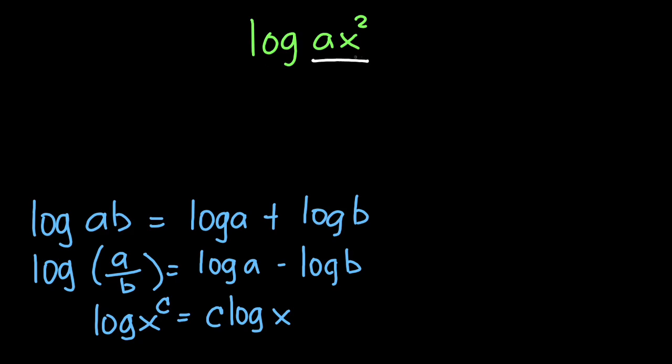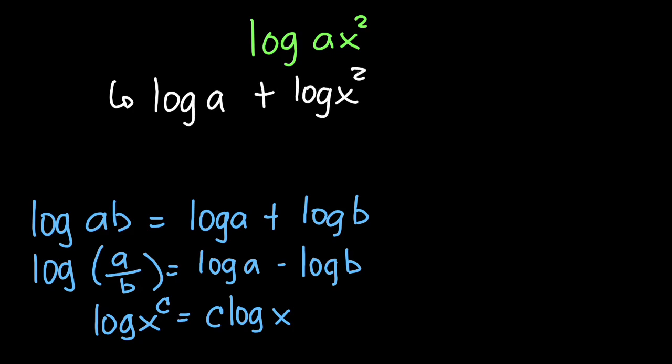Log of a multiplied by x squared. So this would be simply log of a plus log of x squared. And so bringing down the exponent, this would be log a plus 2 log of x.